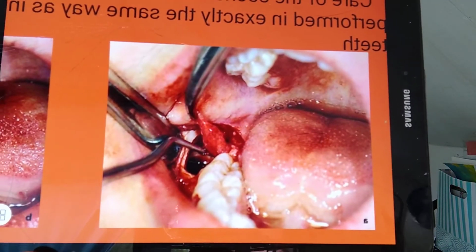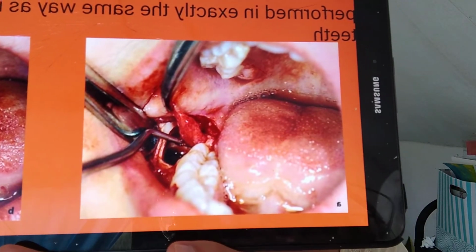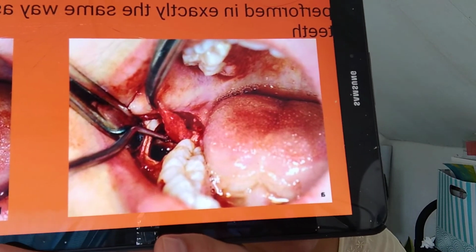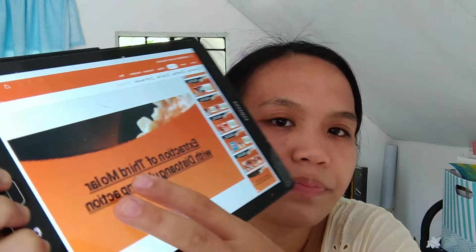And of course, after every extraction, you need to care for the socket, as does suturing of the wound, which is performed in exactly the same way as in other cases of impacted teeth. And the last one, oh no, not the last one, the second to the last one is extraction of an impacted mandibular third molar that presents distoangular impaction.